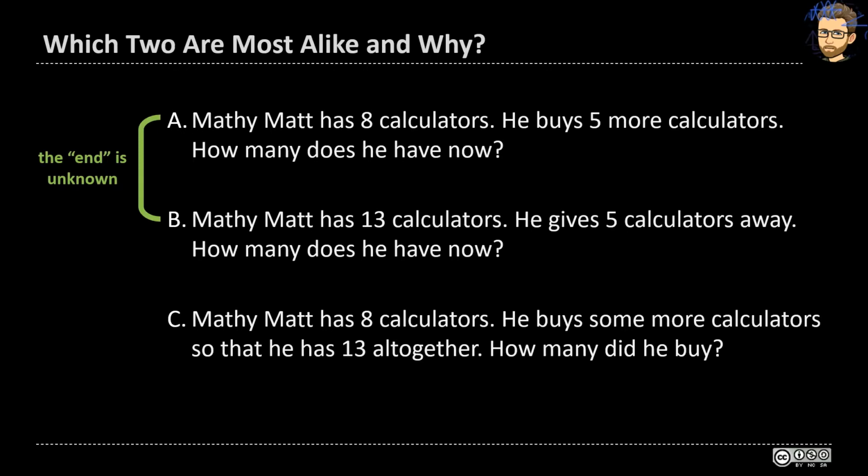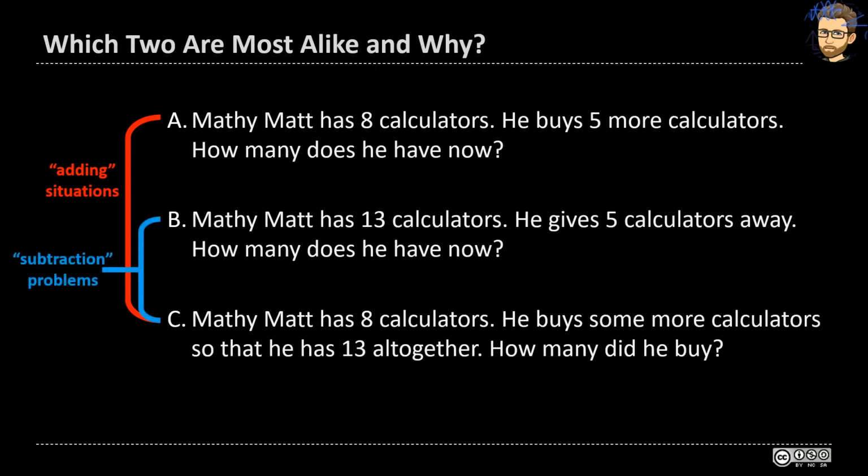Another answer I get a lot is that we can think of both B and C as subtraction problems. In the first one I can do 13 minus 5, in the second one I can do 13 minus 8. And then finally, some people argue that they think of both A and C as adding situations or adding problems because we start with 8 calculators, we get 5 or some more, and we end up with 13.